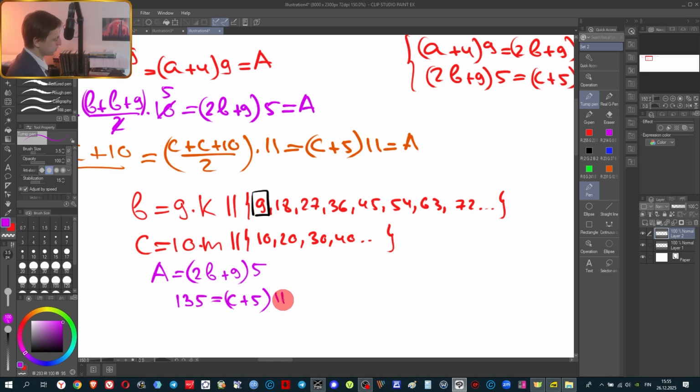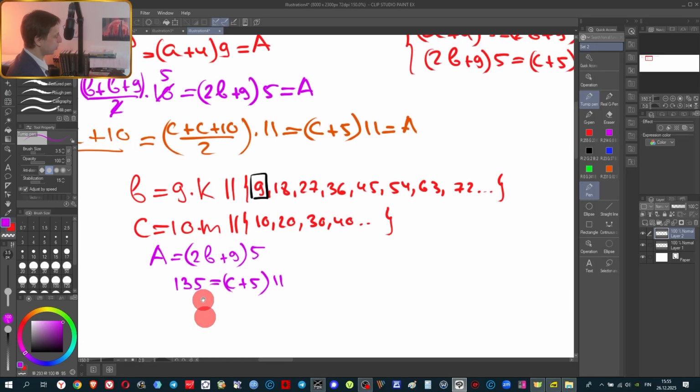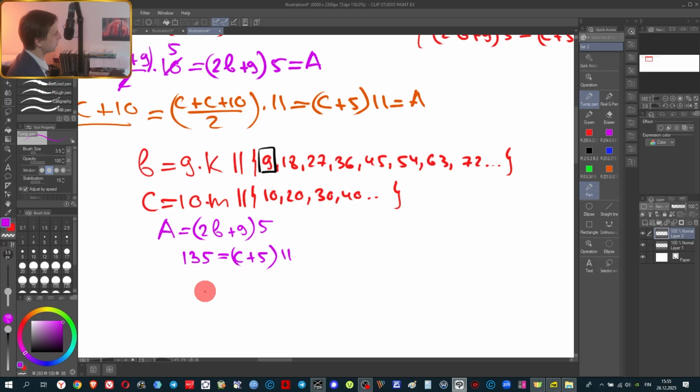But from here you can see that 135 should be divisible by 11, and it is obviously not the case. I will remind you of the very simple rule to understand whether a number is divisible by 11. You just take the sum of its digits with alternating signs. So you will take 1 minus 3 plus 5. If this sum is divisible by 11, then the initial number is also divisible by 11, but here this equals 3. It is not divisible by 11, so it means that 135 doesn't work for us. We will not get any integer c here, so b equals 9 didn't work. Let's go to the next option.